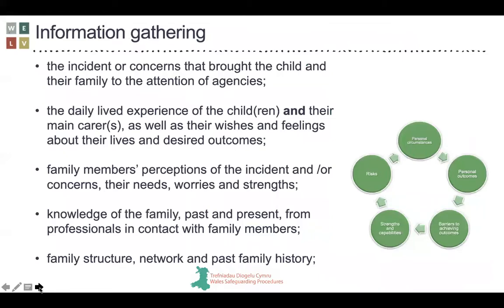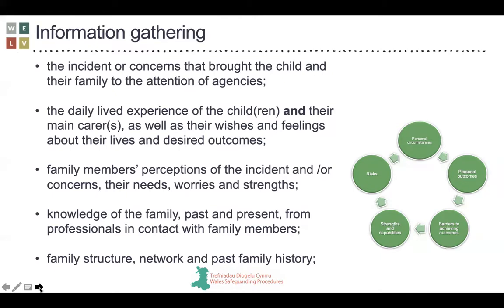So in addition to gaining that understanding of the child and the parent's lived experience, when undertaking the inquiries, the information we will be gathering includes information about the incident or concerns that brought the child and their family to the attention of the agencies, as we've described the daily lived experience of the child and their carers, as well as their wishes and feelings about their lives and desired outcomes. Family members' perceptions of whatever may have occurred, their needs, worries, and strengths.